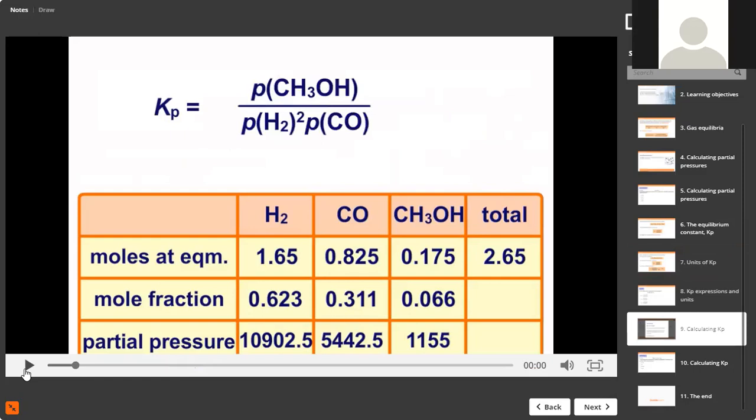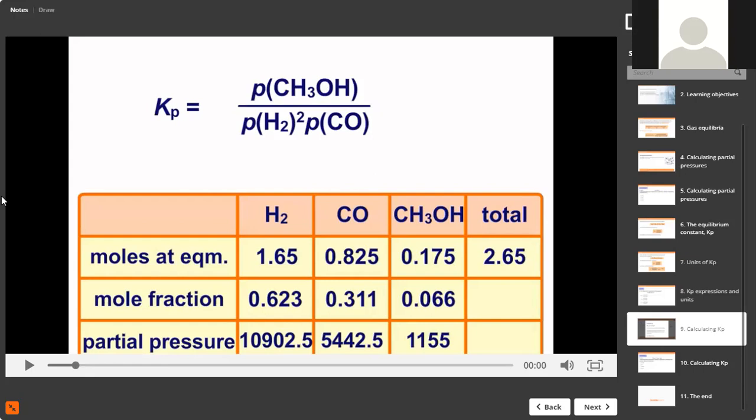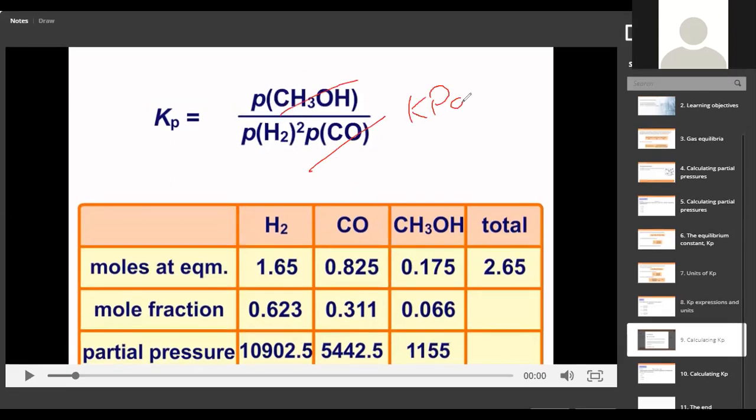So obviously our value on the top will be 1155. The value at the bottom here will be 10,902.5 to the power of 2, and then 5442.5. So this is what you should get. I'm going to run this through the calculator, but before we do that, let's just have a quick look at what our units will be. So this unit will cancel out with this, so we'd still have that there. So we're going to have kilopascals to the -2 as our units.